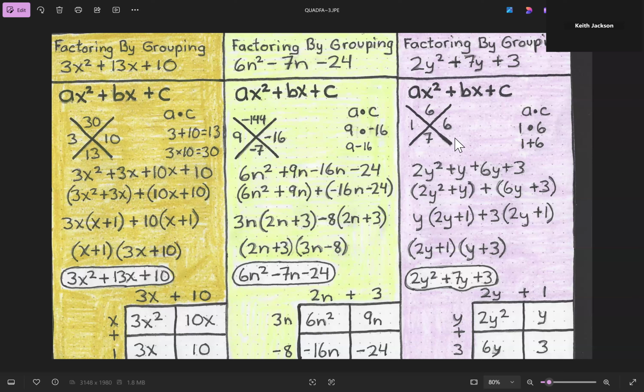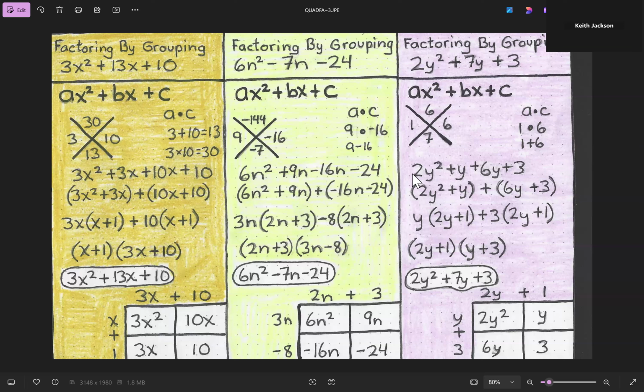Of course, we're going to multiply a times c, which will give us 6. And we're going to figure out, well, what are those two numbers that multiply to 6, but give us 7 when we add them together? And those two numbers, of course, are 1 and 6, because 1 times 6 will give us 6, and 1 plus 6 will give us 7. And so we're going to use that 1 and put it here. We're going to use that 6 and we're going to put it here. And they're going to serve as our factors right here, as you see when we plug it right back in.